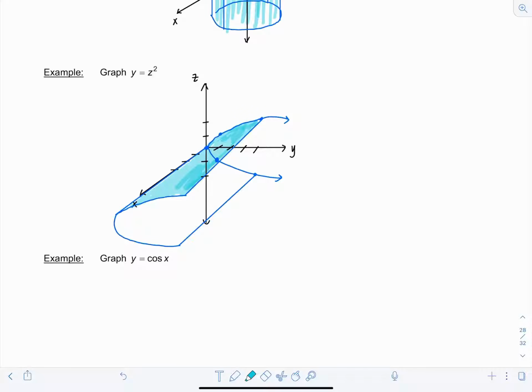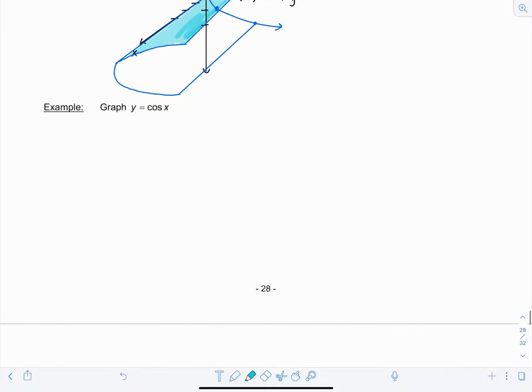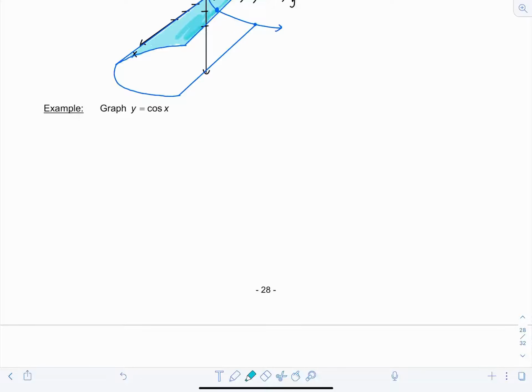Let's look at one more. We're going to graph y equals cosine of x. So in this case, z is missing. So I'm going to draw the graph in the xy plane and then project it in the direction of the z-axis.